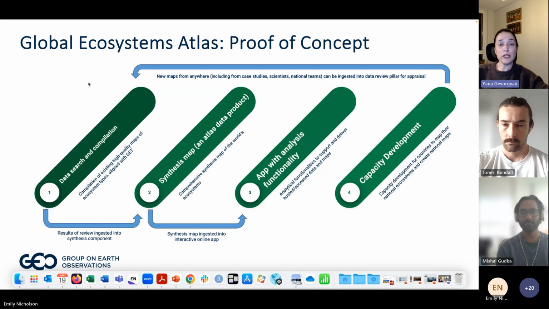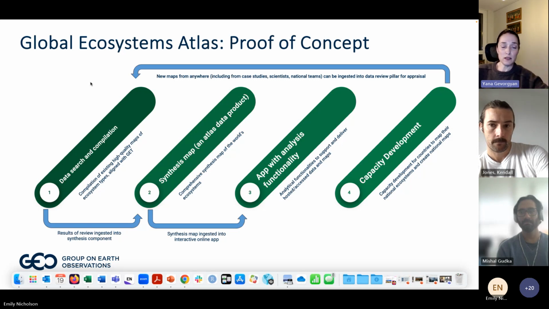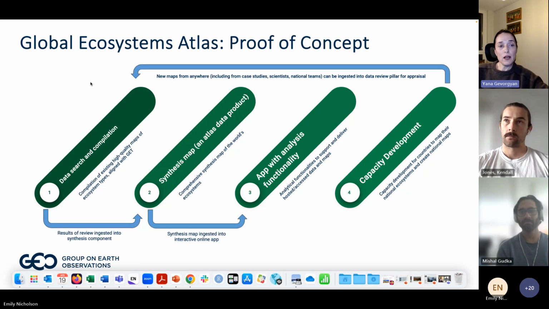For capacity development, for that national map building exercise, we're in fact kicking things off with the country of Maldives, because this will build on the efforts of the IUCN GET team that did some groundwork in the Maldives and established the framework, classifying the ecosystems of the Maldives by GET. Next slide.